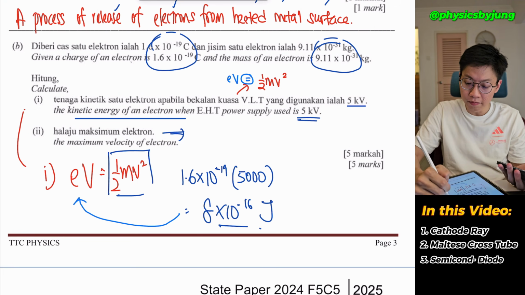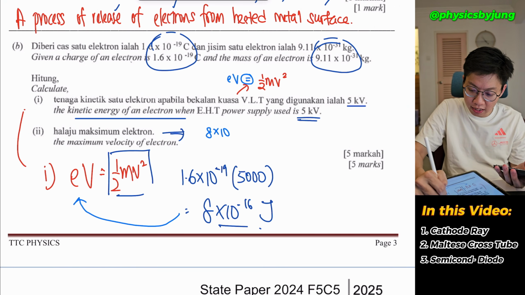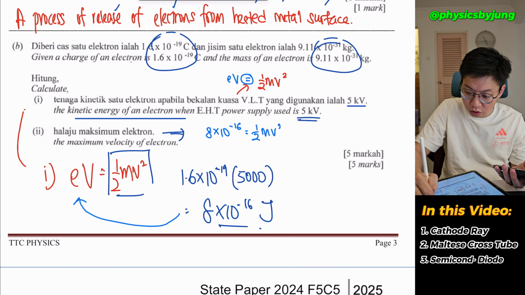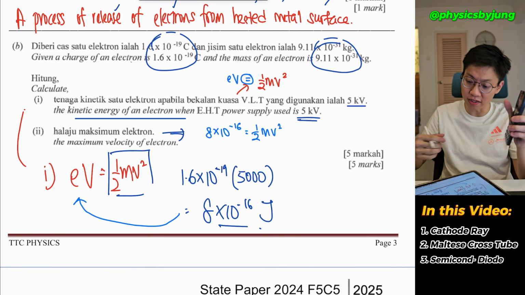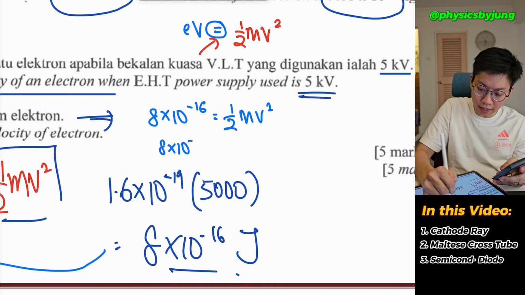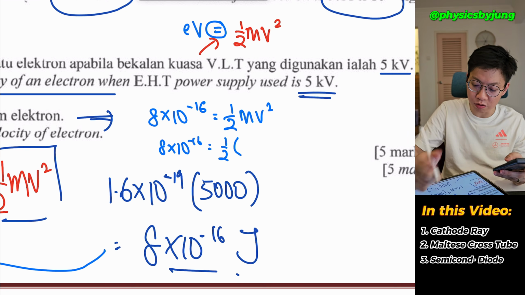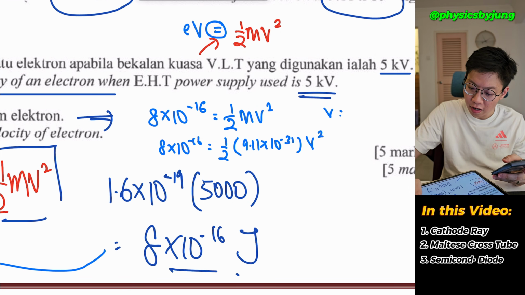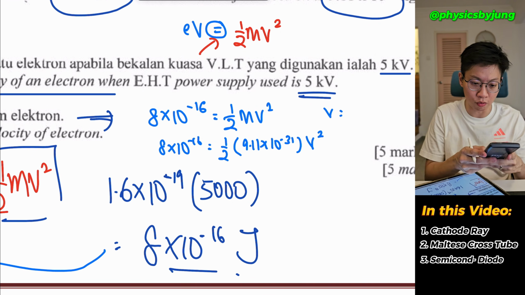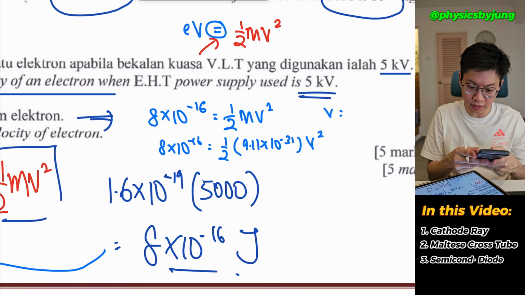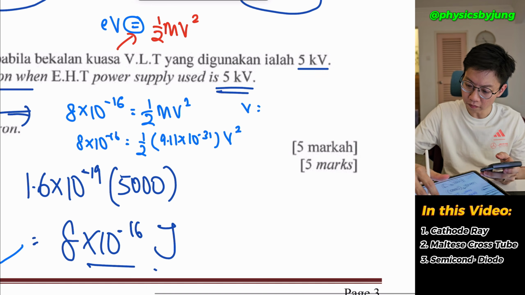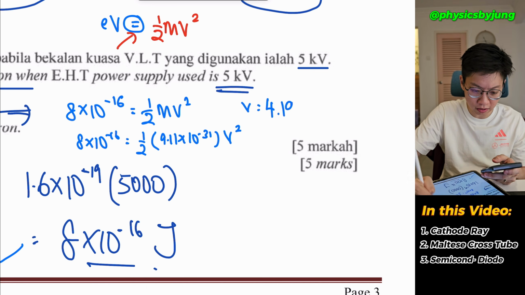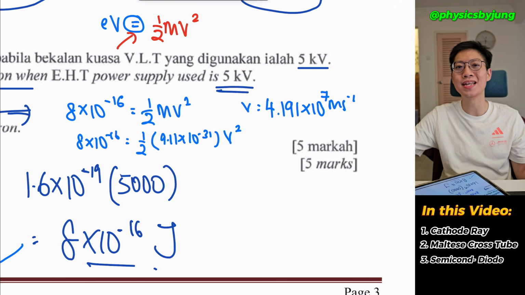Now I got EV ready. So what can I do? I can use this EV, which is 8 times 10 to the power negative 16 equals to half mv square. Look familiar? It was the same calculation as just now. So 8 times 10 to the power negative 16, half m, m is your 9.11 times 10 to the power of negative 31, velocity square. So you will be able to calculate your velocity by just pressing into the calculator. So 10 to the power of 7 meter per second.